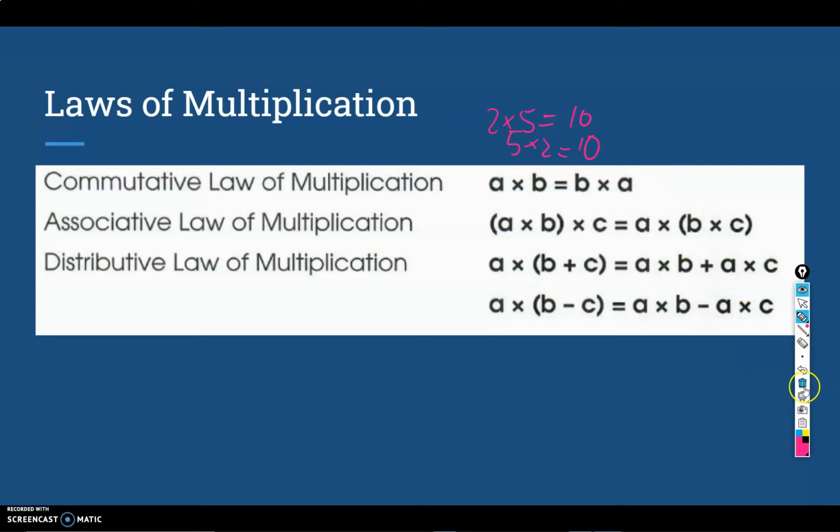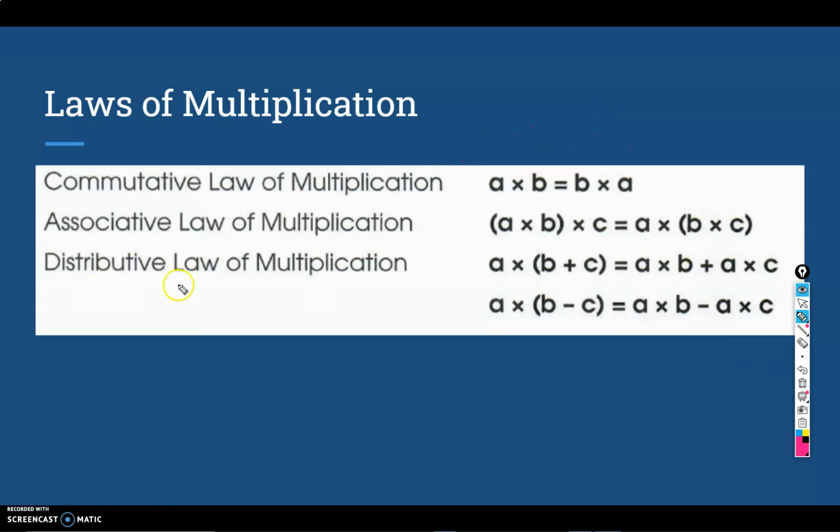Alright, the associative law of multiplication states that it doesn't matter which way you group the numbers, the solutions are the same. For example, 2 times 3 times 7, it doesn't matter if you group 3 and 7 together, or 2 and 3 together, you're still going to get 42 as your solution.